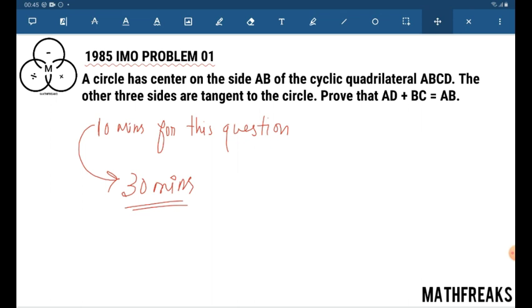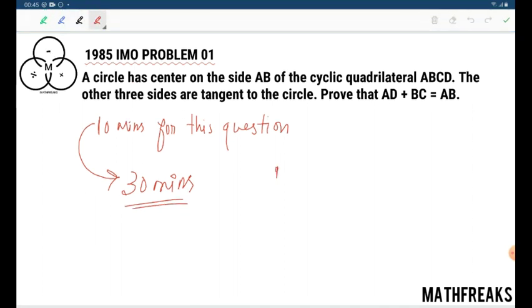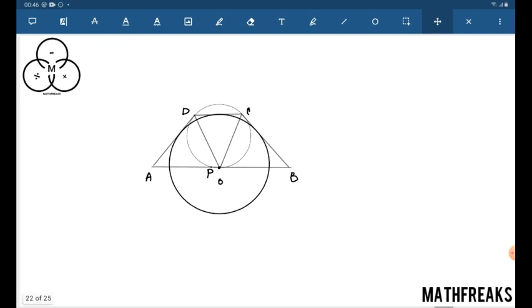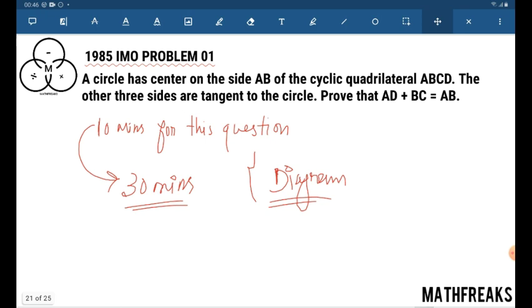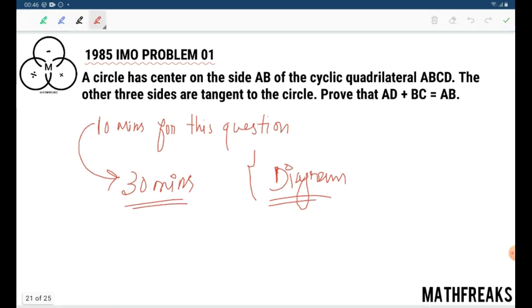A circle has its center on the side AB of the cyclic quadrilateral ABCD. The other three sides are tangent to the circle. The first hint is the diagram: we need a diagram, not the proper one, but at least a single diagram. There are different methods to solve an IMO problem, 4, 5, 6 methods. We'll go for a single method only.